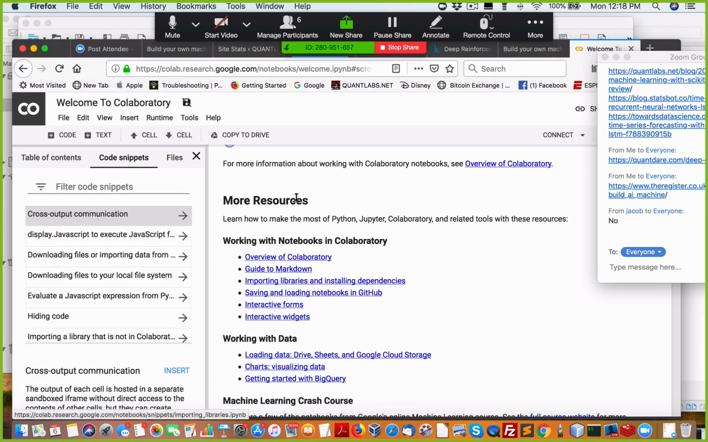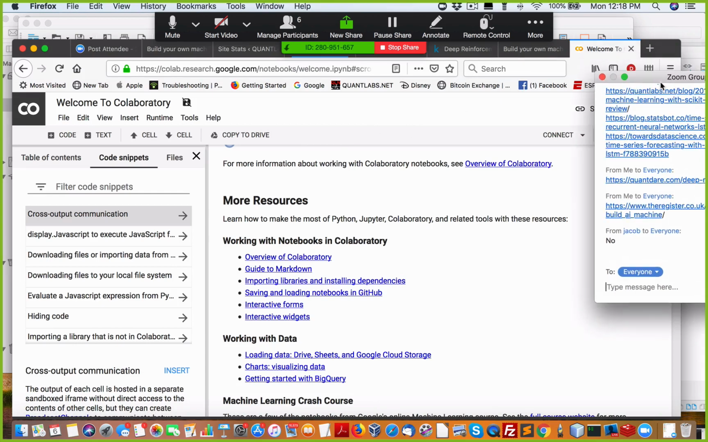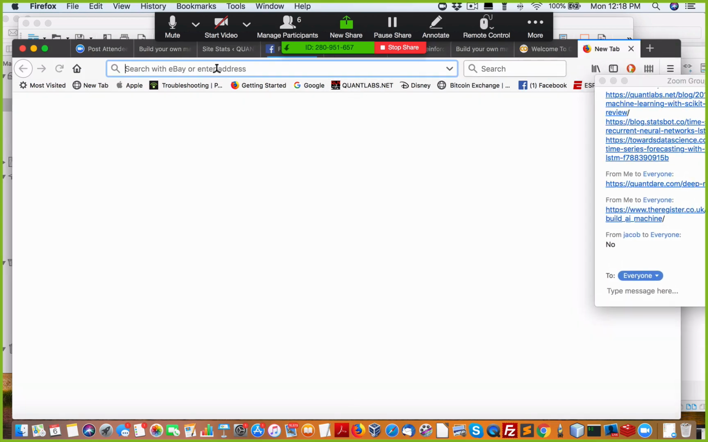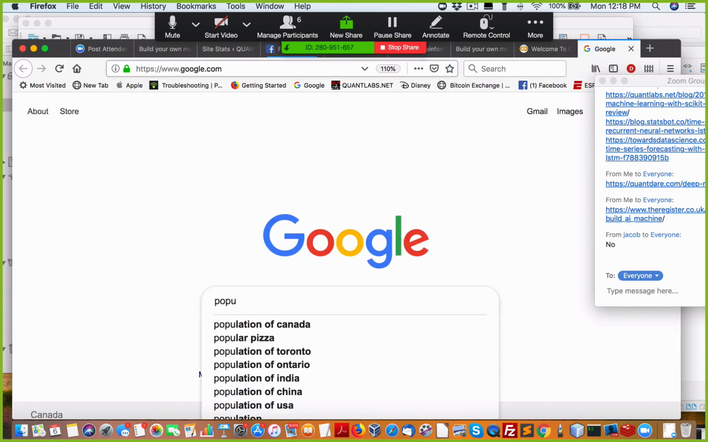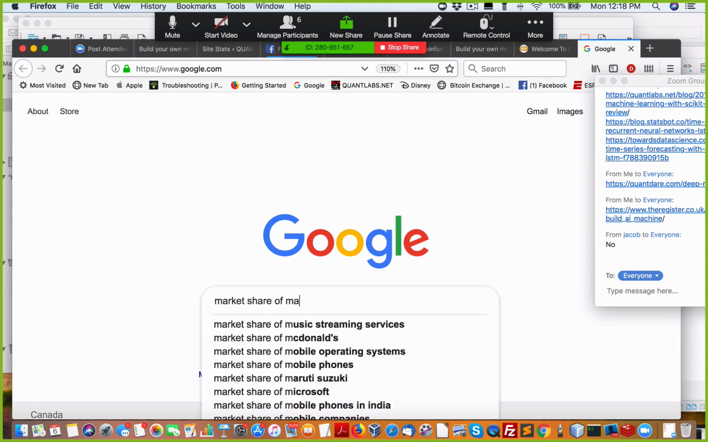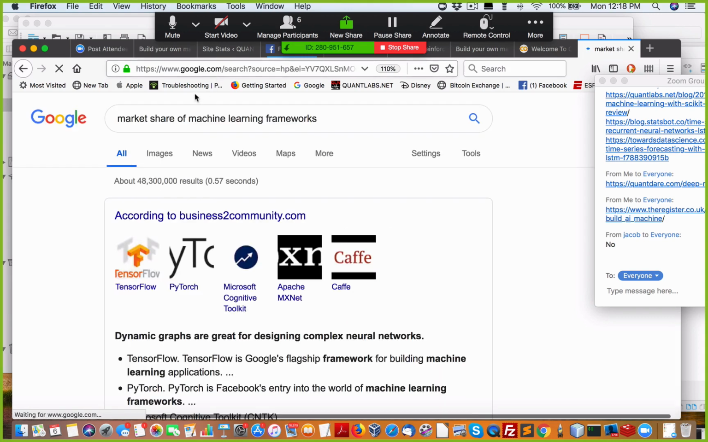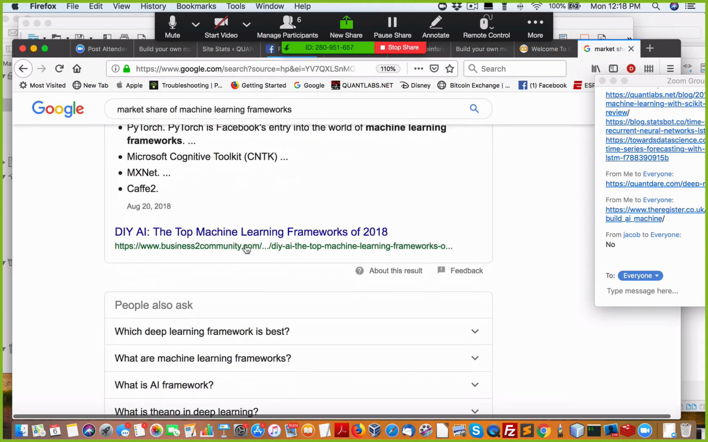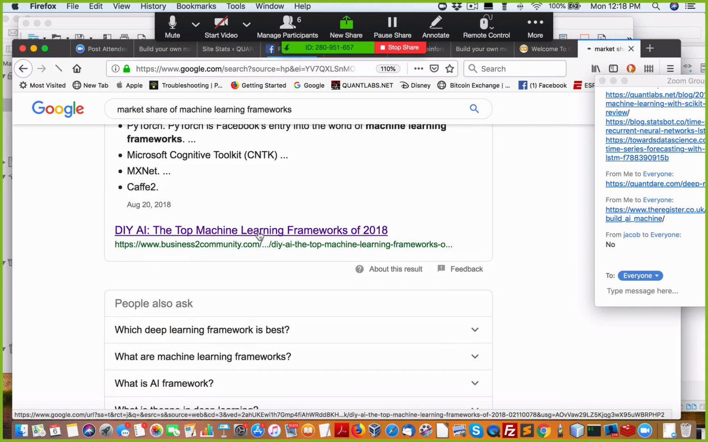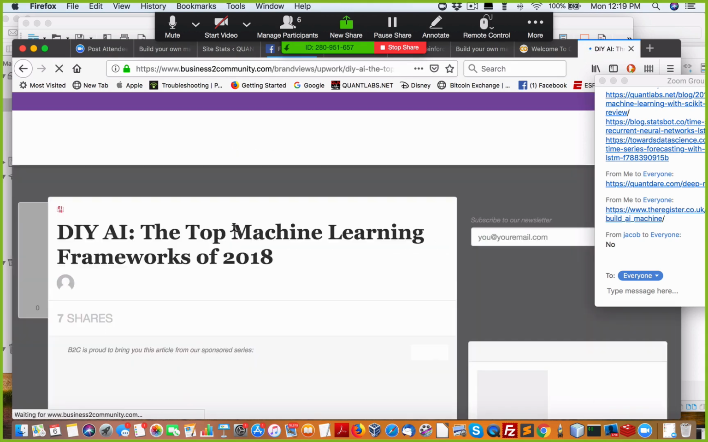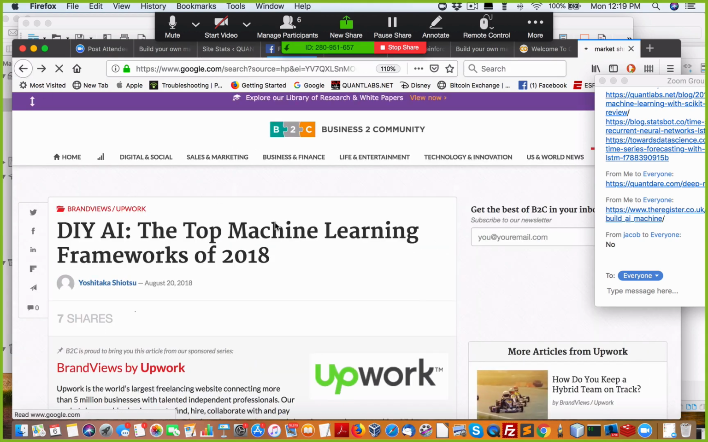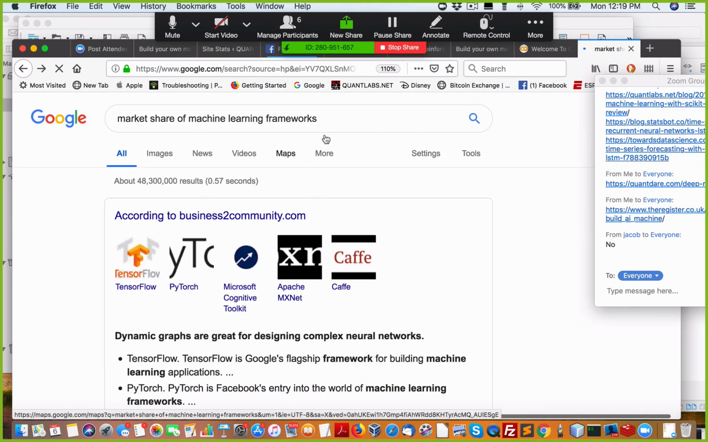Okay, so when you look at the frameworks right now, if I do a search on Google for the market share of machine learning frameworks, you'll be able to see where we're at. So I'll pull up this one. Oh, this is from August. This radically changes. So let me put in 2019. All right.